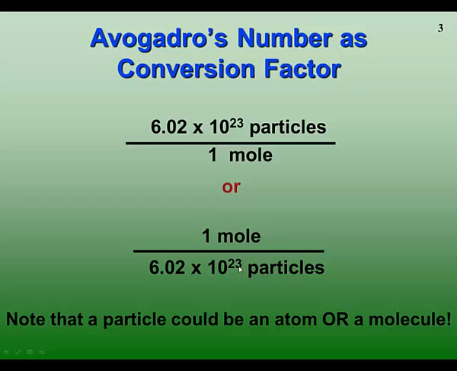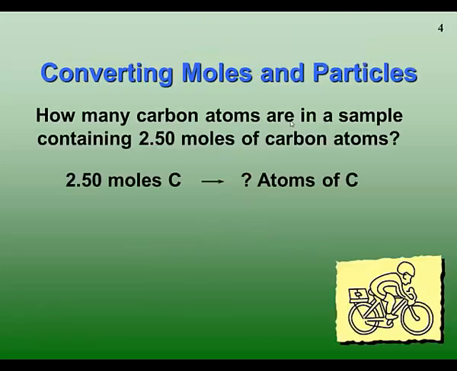Alright. Now, you can use Avogadro's number, 6.02 times 10 to the 23rd, as a conversion factor. It's going to look like this. A particle can be either an atom or a molecule or an ion. Conversion factors, remember, is dimensional analysis. We looked at this in Unit 2 back in first semester. If you've forgotten, don't stress. We'll refresh your memory on that one.